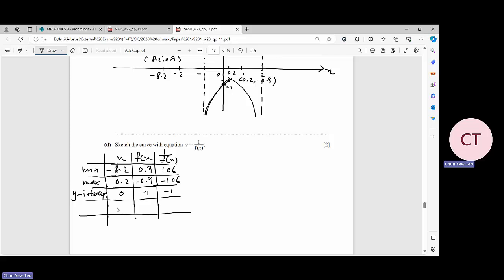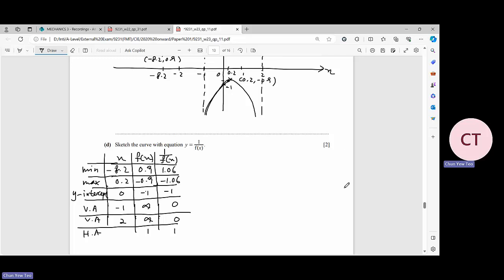Vertical asymptote, when the x is negative 1, you get infinity. But when it's 1 over f(x), you get 0. Same thing over here. This one is a vertical asymptote. This one also will get 0. Then your horizontal asymptote, your f(x) is 1. Reciprocal is still 1. So these are the information given.